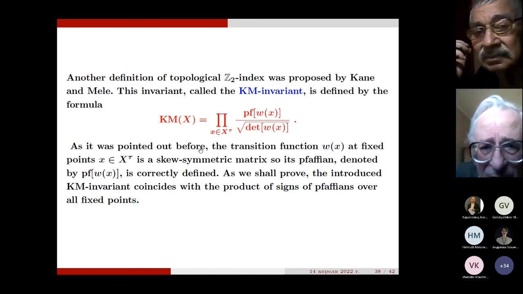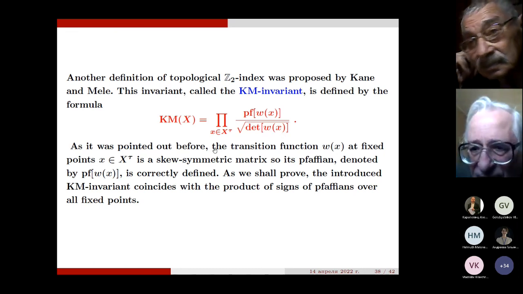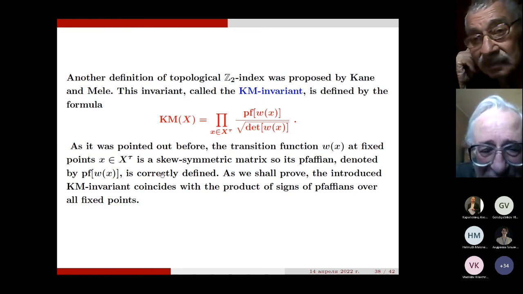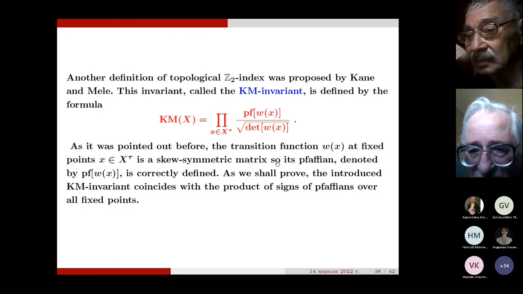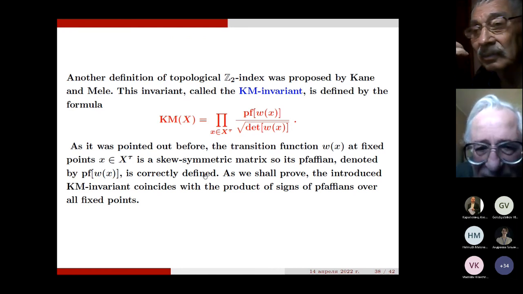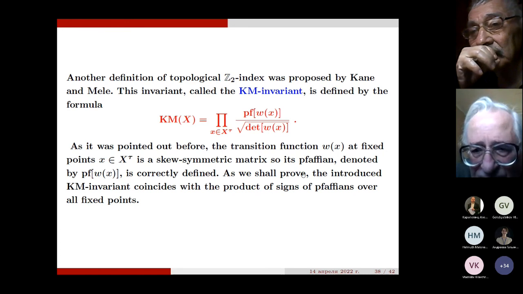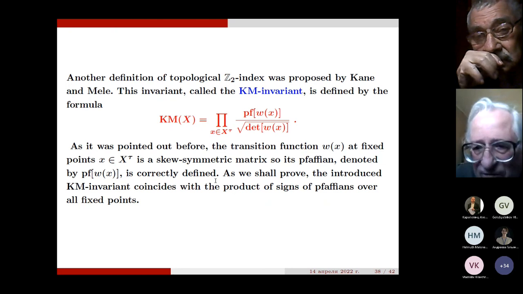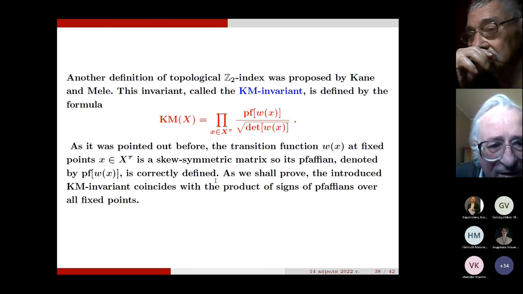As I pointed out before, this transition function W of X at fixed points X, and here we consider only fixed points, is a skew-symmetric matrix. So its Pfaffian, denoted by Pfaffian of W at X, is correctly defined. As we shall prove, the introduced KM invariant coincides with the product of signs of Pfaffians over all fixed points.